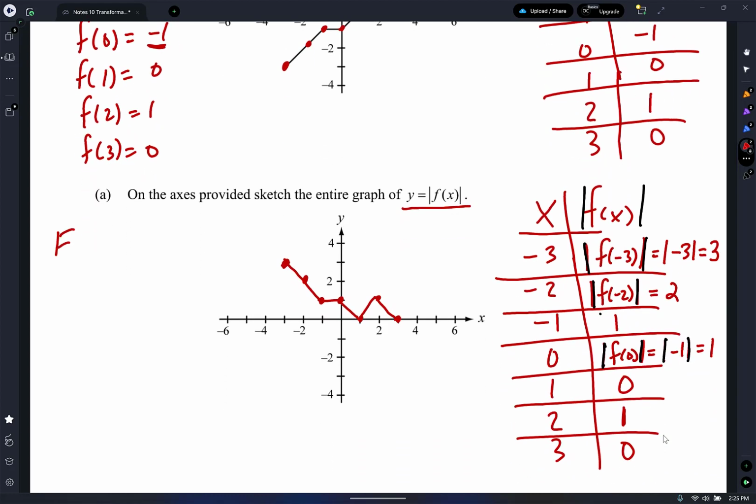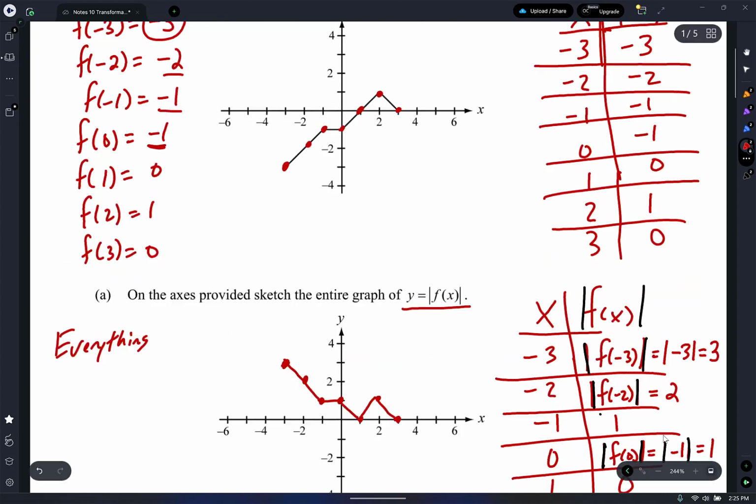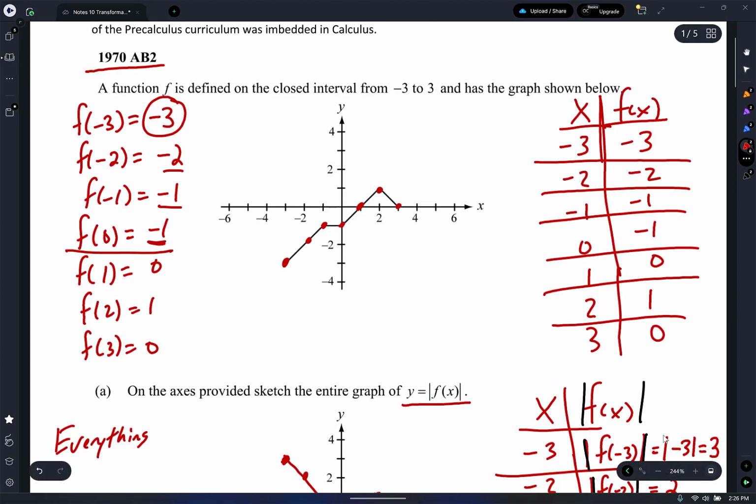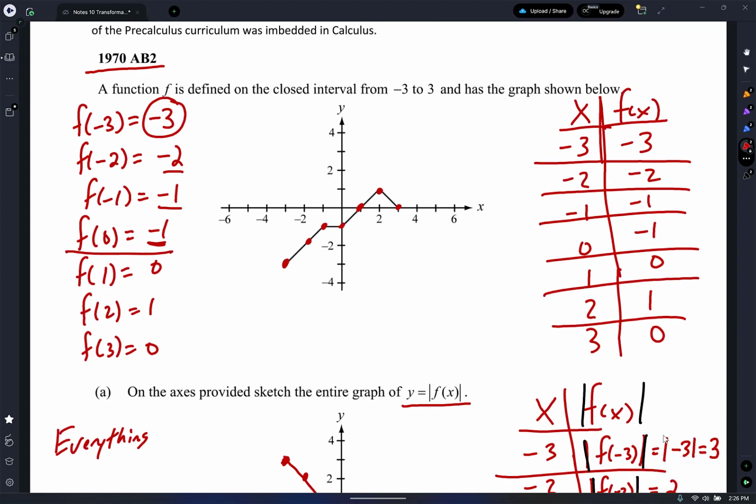How do you get the y of x? The y value of x, when x is 0? I got it from here. And I just did the absolute value of that. You know what I mean? This is the original, so you're going to be referencing this graph over and over again.